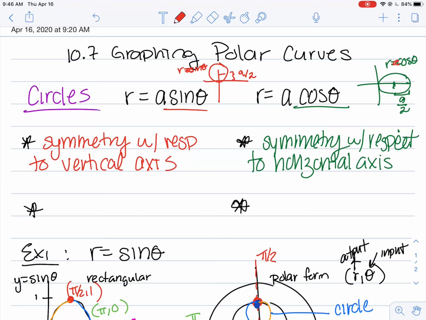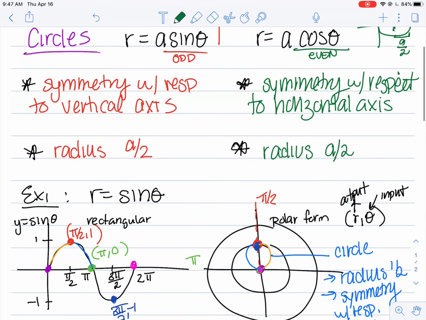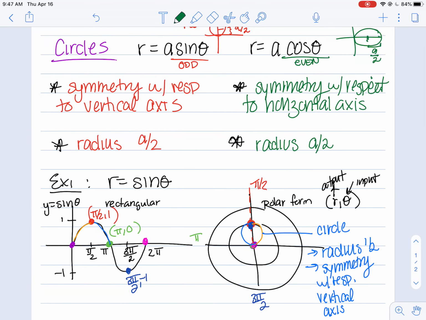So what else can we remember about these? Symmetry with the vertical axis. Remember, sine is an odd function, and cosine is an even function. So this is where these symmetries are coming from. Our radius for both of these is a over 2. And you can use a helper graph to help you figure out where you start and where you end.